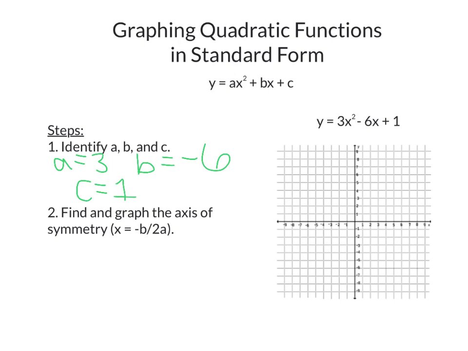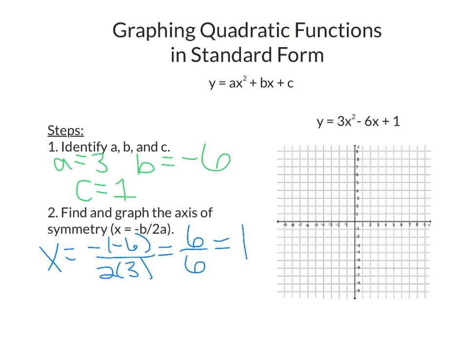Once we've identified a, b, and c, we can now use a and b to find our axis of symmetry. Our axis of symmetry is the line x equals negative b over 2a. So for our example, it would be x equals negative 6 over 2 times 3. Negative 1 times negative 6 gives us positive 6 over 2 times 3 is 6, and 6 over 6 is 1. So our axis of symmetry is the line x equals 1.